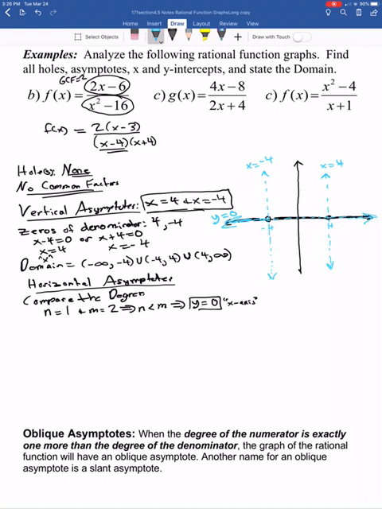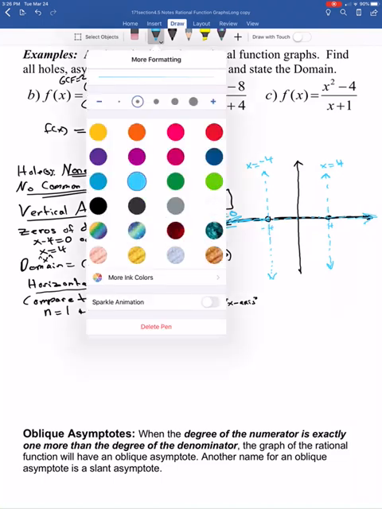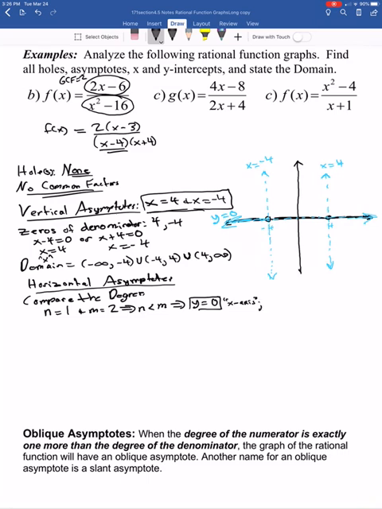Now, will our function cross the x-axis? So that'd be one thing to look at before we go any further. All right, let's go ahead and talk about, are there any intercepts? All right, intersection with the horizontal asymptote.